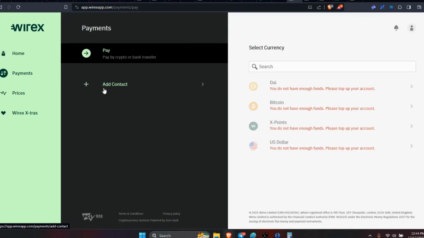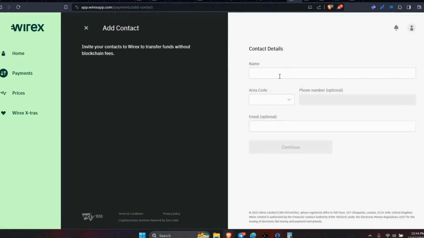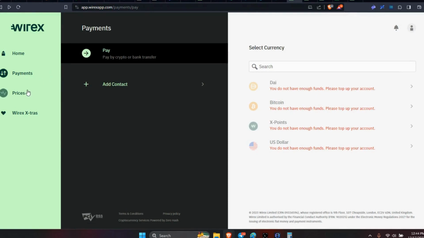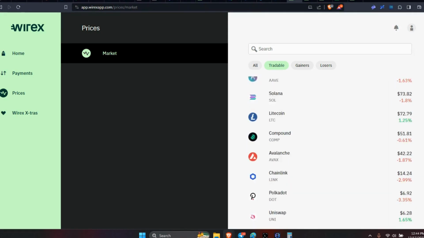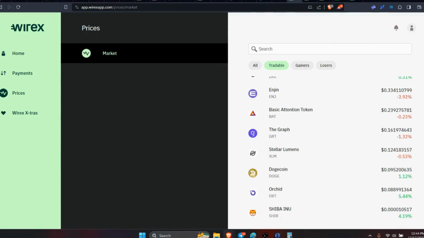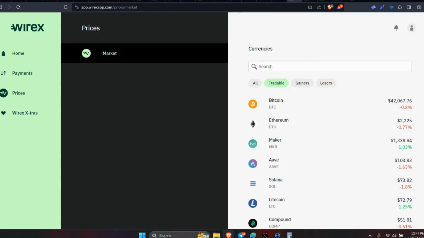Then you have your payments. Now you can add your contacts here. So if I needed to pay Legend Number One, I'd say Legend One, and their phone number and an email, and then continue, and then it goes on through. Then you have the prices over here. This is going to give you the current prices of the crypto, like Bitcoin is at 42,000 and so on and so on. And of course they're going to have all the ones that they have the ability to swap with, and as they continue to add. So that's it for the market.